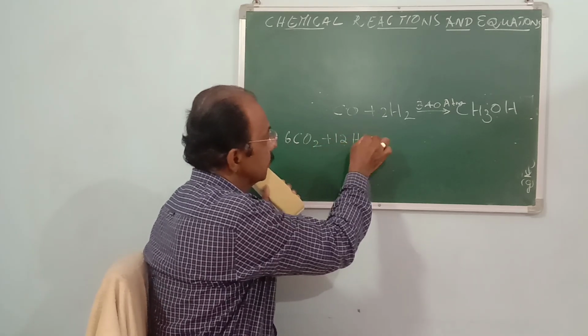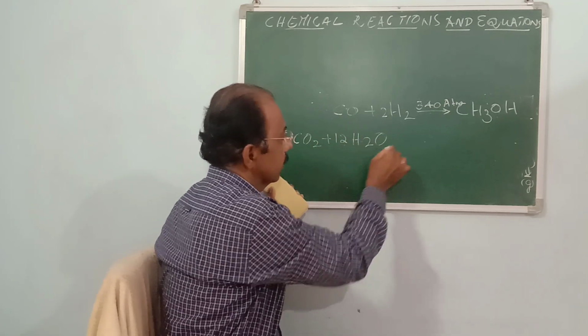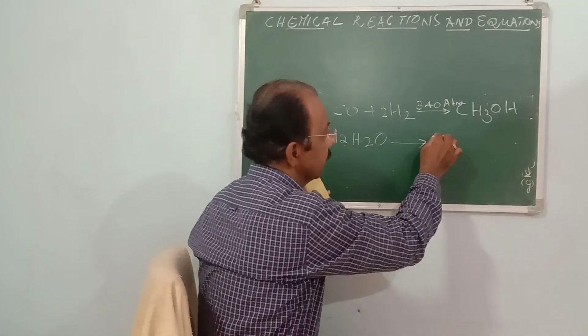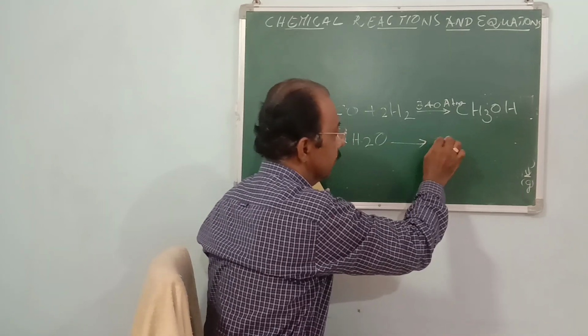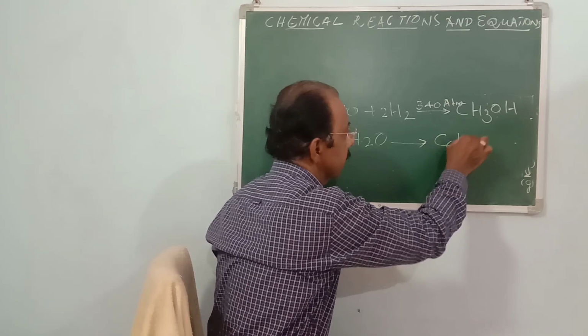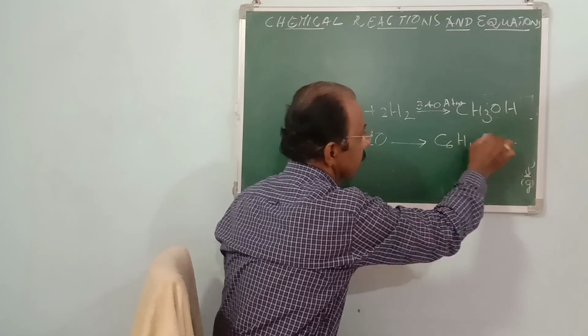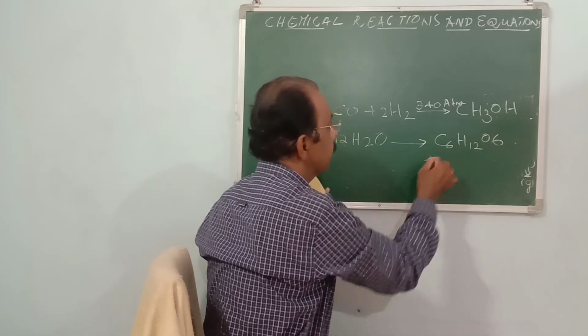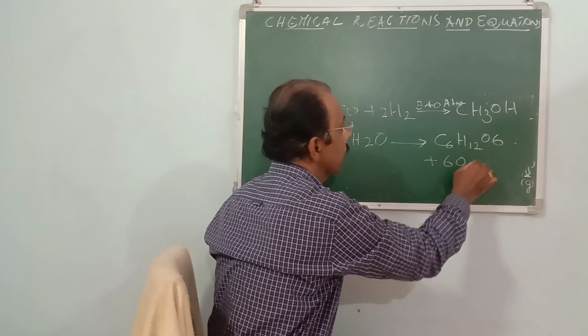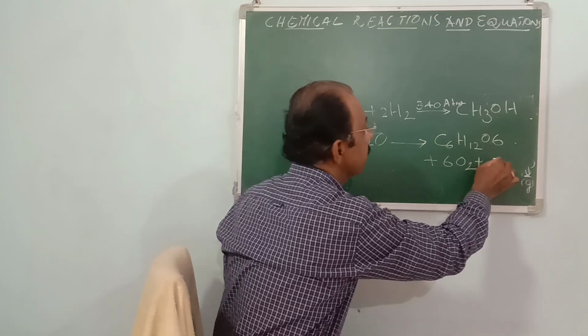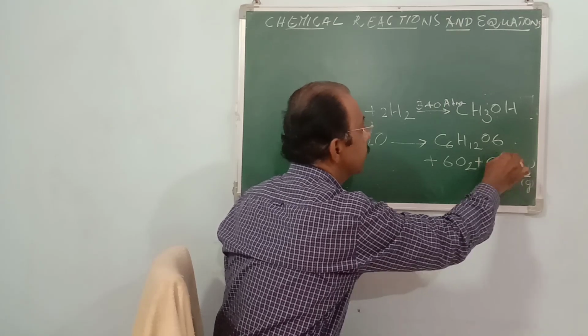In another chemical reaction, that is photosynthesis, 6 molecules of carbon dioxide, CO2, react with 12 molecules of water to produce one molecule of glucose or carbohydrate, C6H12O6, plus 6O2, plus 6H2O.